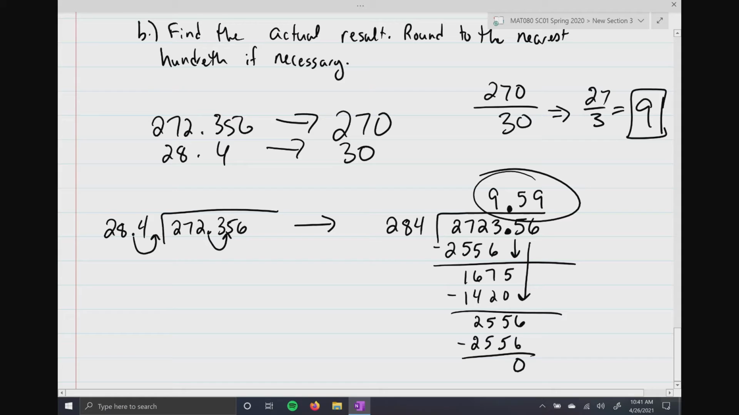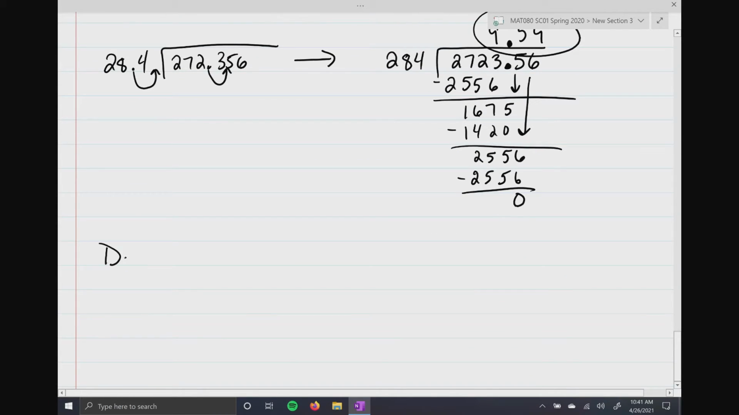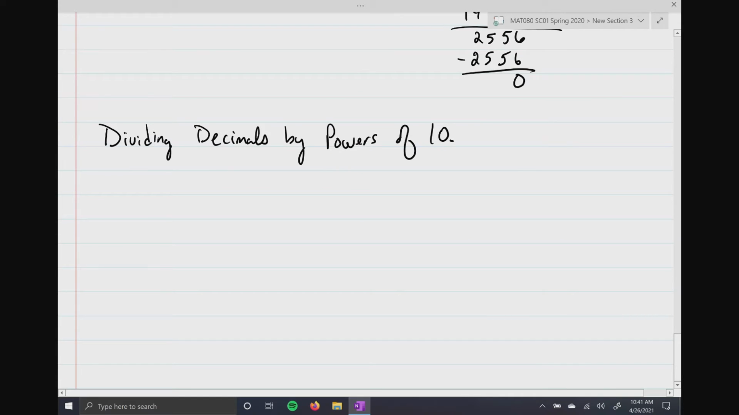Okay, are there any questions? All right, all you got to be is careful. As long as you're careful and you read the directions completely, this is pretty easy stuff. Okay? So now for the easy part of today's lecture. We're going to be dividing decimals by powers of 10.